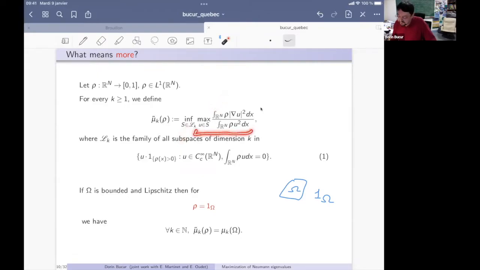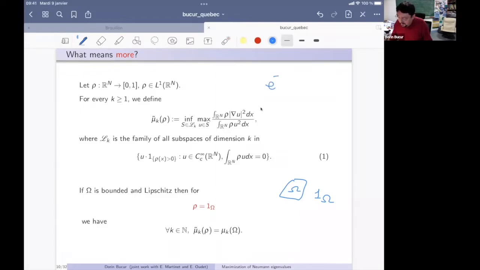This is a good maximum because it's taken in a finite dimensional space, while the infimum here is somehow very unclear. We don't know in general whether, for some density rho, this infimum is well attained. If rho coincides with a characteristic function of a set omega, then we are done. So this quantity as we define it here is exactly the kth eigenvalue of the Neumann Laplacian associated to omega. If rho is very bad, well, we don't know. This quantity is still well defined, but it will not have an interpretation as an eigenvalue.